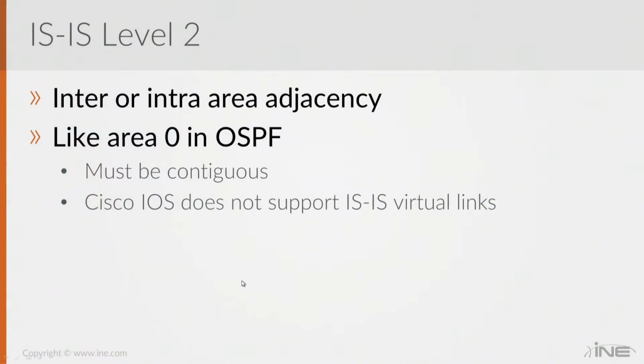Now, just like in area 0, we have to make sure that this is contiguous, but in IOS they do not support an implementation for ISIS virtual links. So L2 must be end-to-end on a link-by-link basis. There are no exceptions for this.